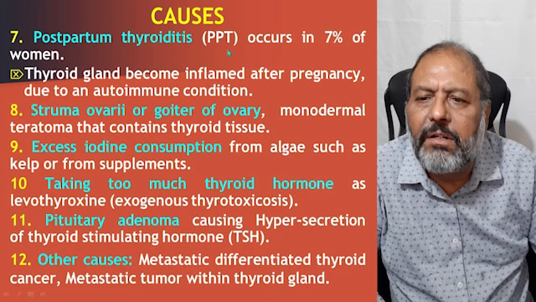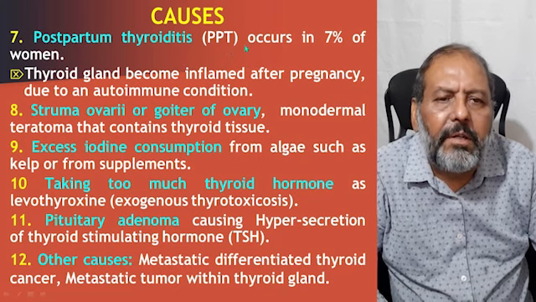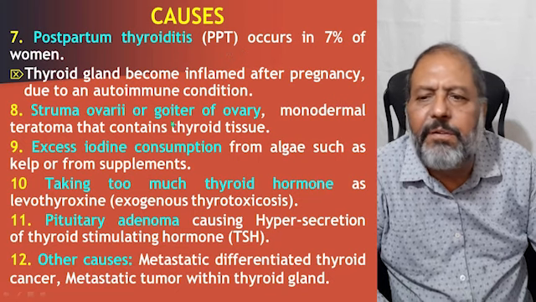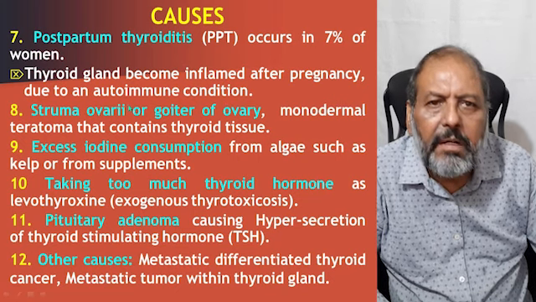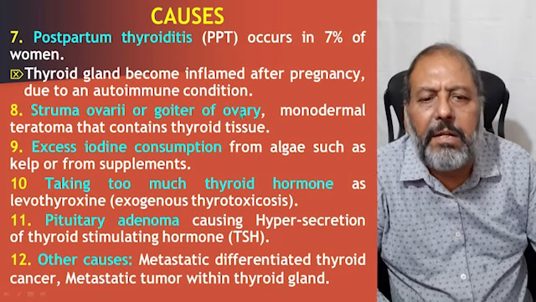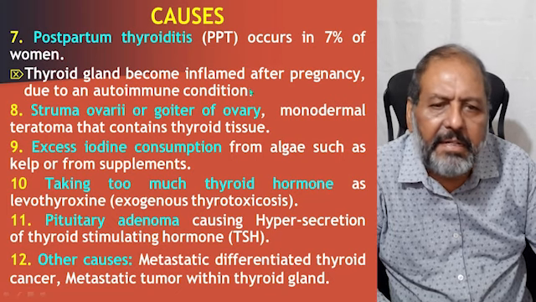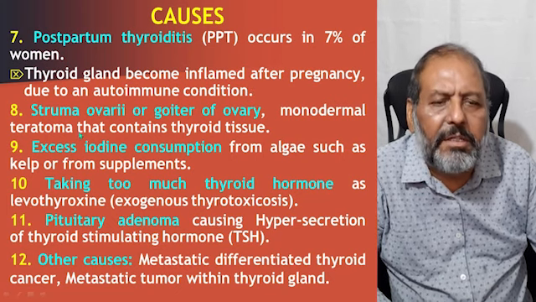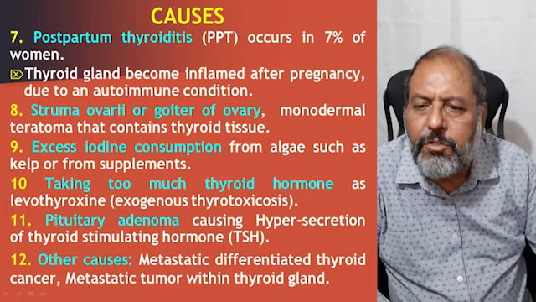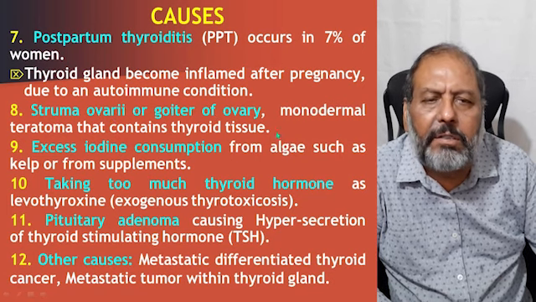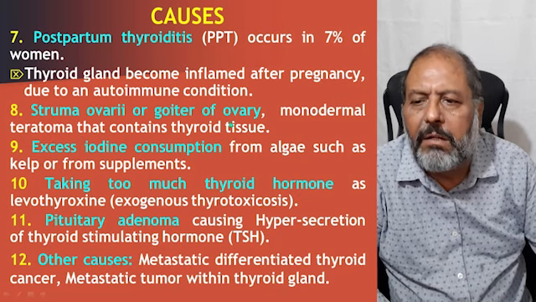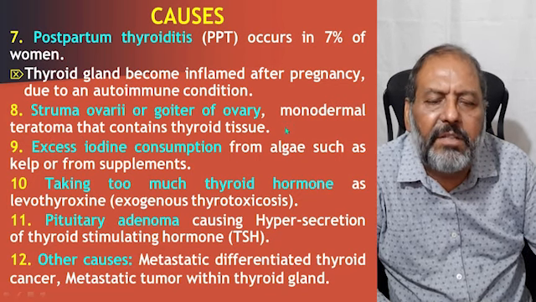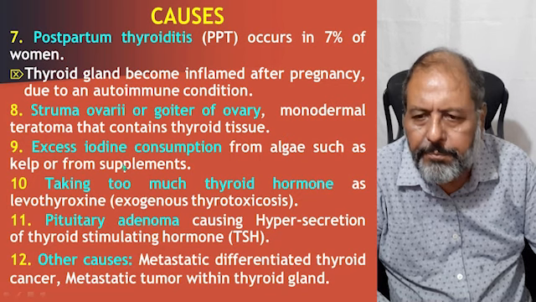The 7th is postpartum thyroiditis, PPT. It occurs in 7% of women. The thyroid gland becomes inflamed after pregnancy due to an autoimmune condition and causes more T3 and T4 production. Struma ovarii, or the goiter of the ovary, I have shown the diagram, is a monodermal teratoma that contains thyroid tissue and produces T3 and T4 abnormally.